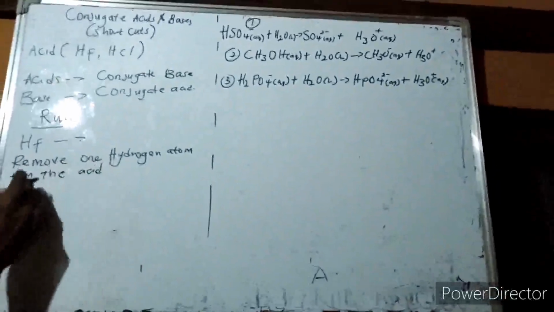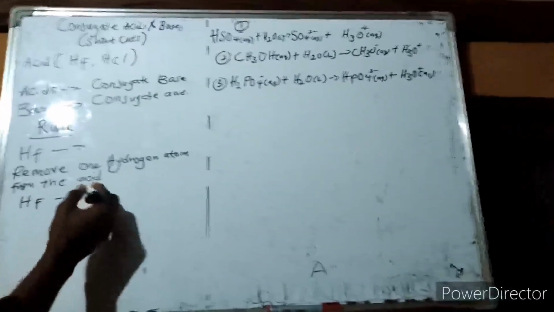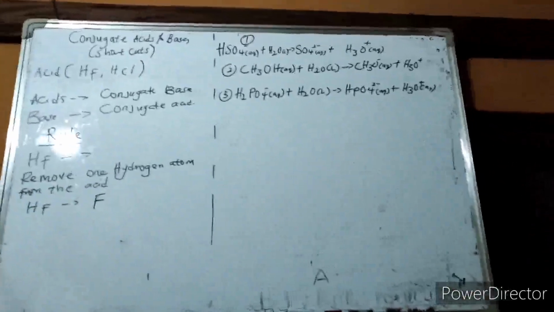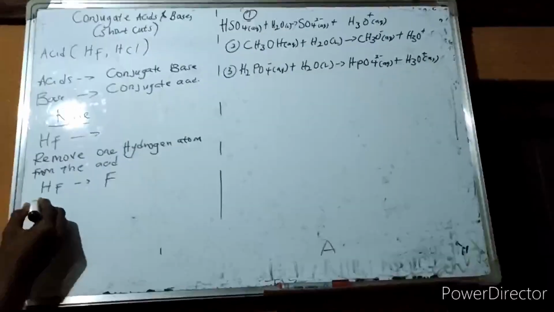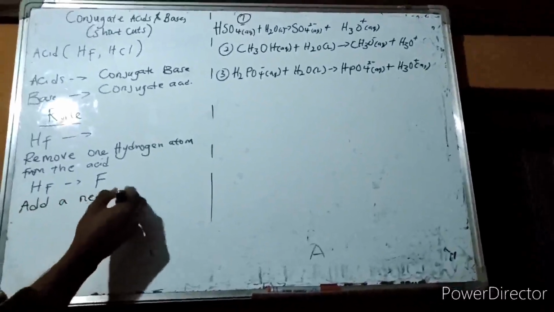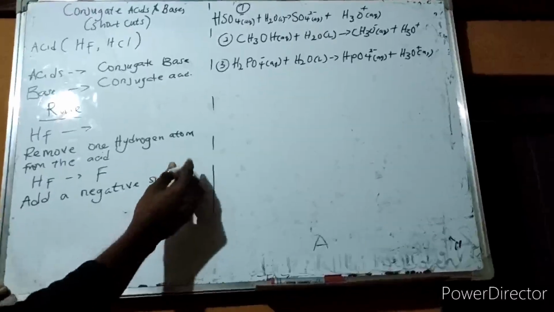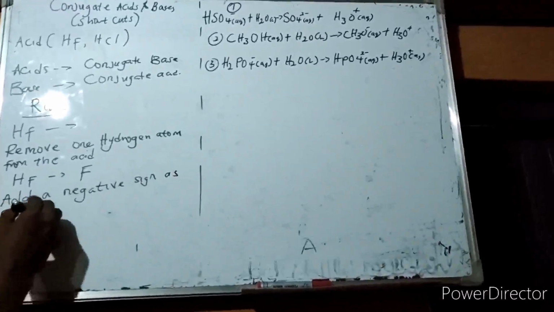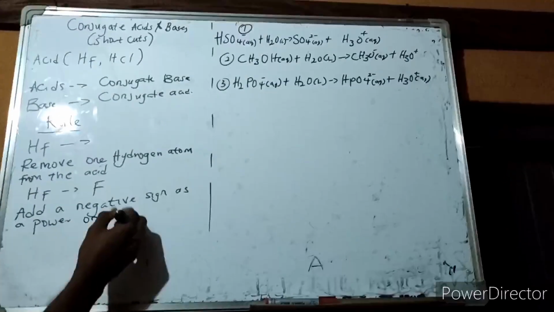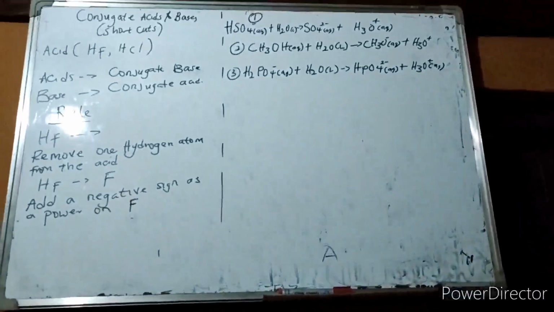So when you do that, this is HF. Now remove one hydrogen atom. Now what are you going to have? You will now have F, right? I've removed one hydrogen atom. Then after removing one hydrogen atom, the rule says add a negative sign as a par on F.